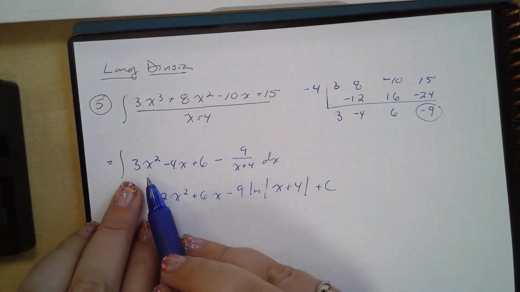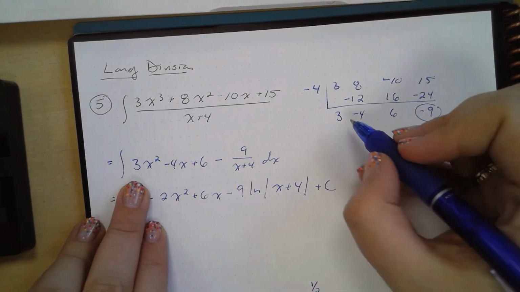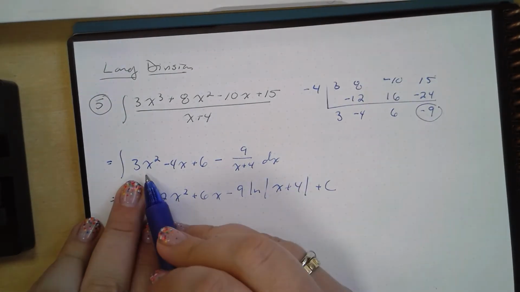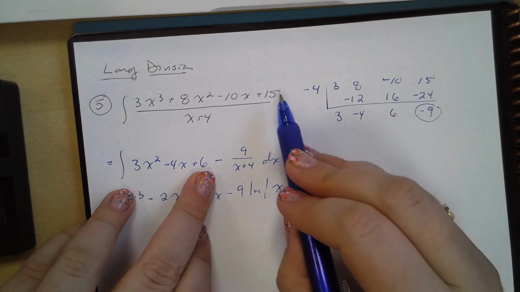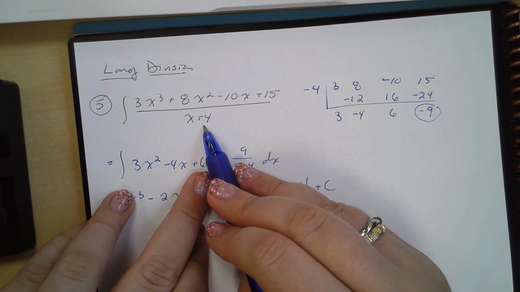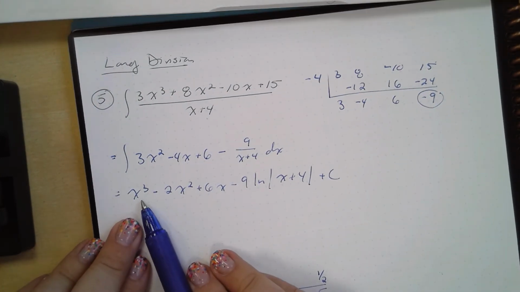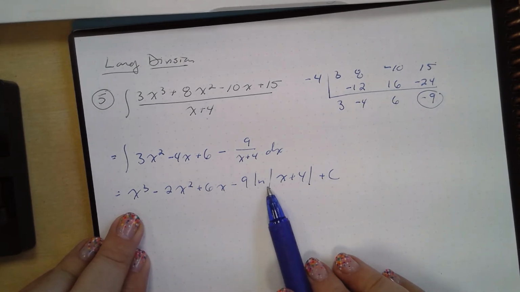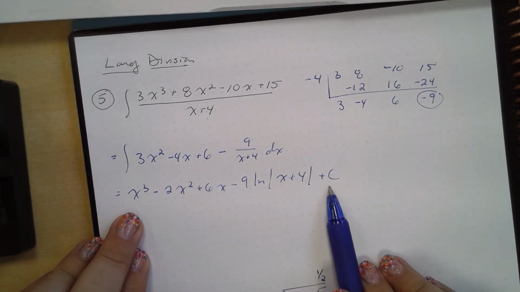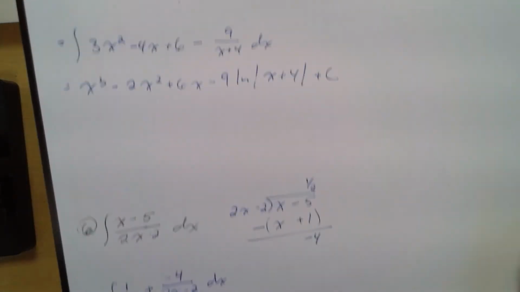So I'm going to rewrite this as 3, and like these terms all line up. So it's going to be 3x squared minus 4x plus 6 minus 9 over our divisor x plus 4. Then I integrate, I get x cubed minus 2x squared plus 6x minus 9 natural log of x plus 4 plus c. Now that's one way to do this, but I actually prefer this way.